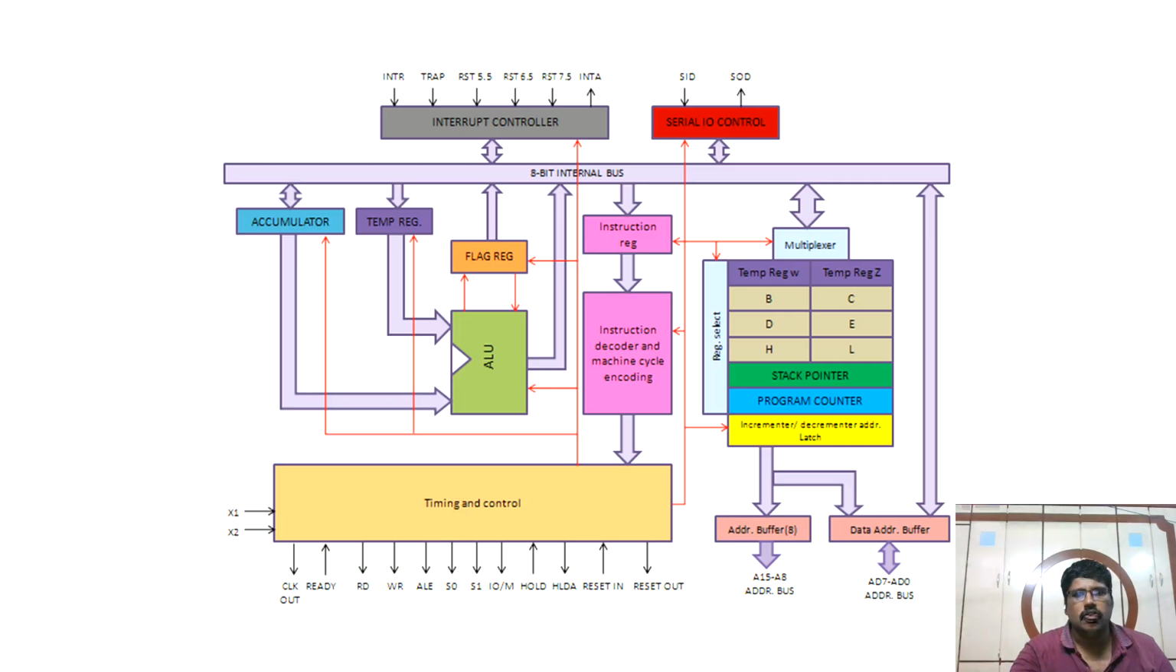Okay. So this is the architecture of our 8085 microprocessor. A microprocessor is nothing but a CPU on a chip. Here we are having only the central processing unit. The rest of the components like memory, A to D converters, D to A converters, these all we need to interface externally.